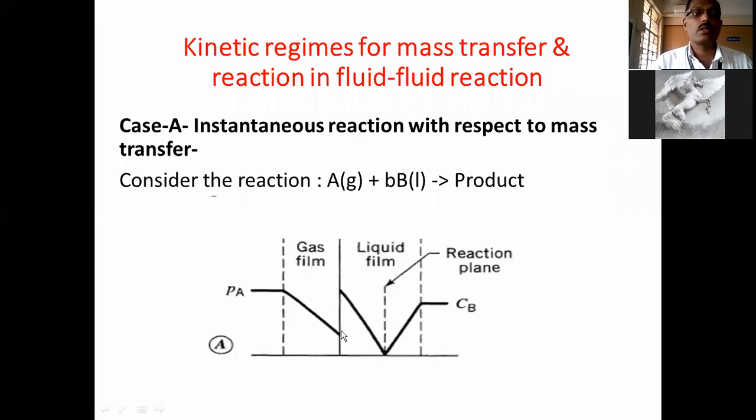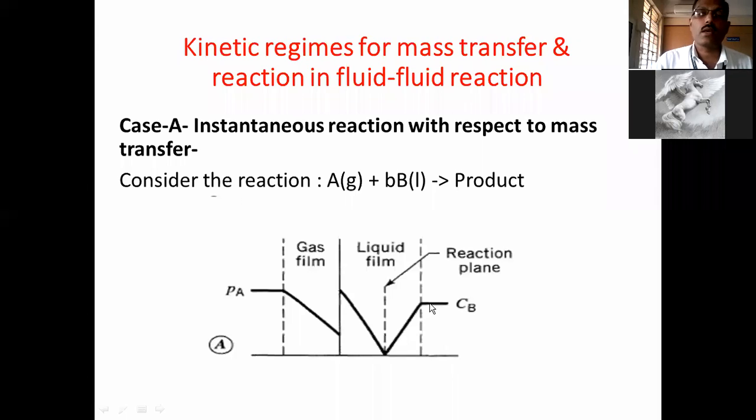Now A is dissolved in the liquid, so the concentration of A is measured here. Now this A diffuses in the liquid film. At that time B is also diffusing. This is the concentration of B. Both are reactive components. The liquid contains B, and component B diffuses through this liquid film from the bulk of the liquid towards the interface. When A enters the liquid film, B is also in the liquid film and diffusing.